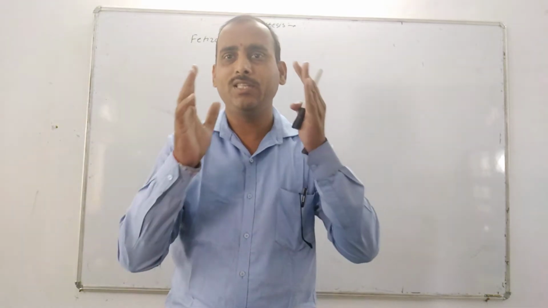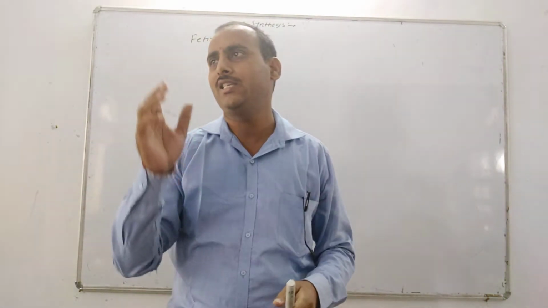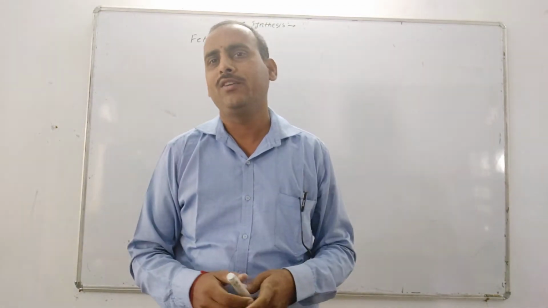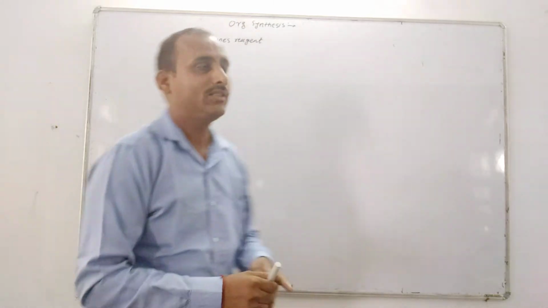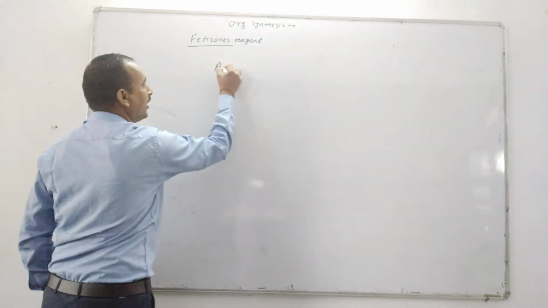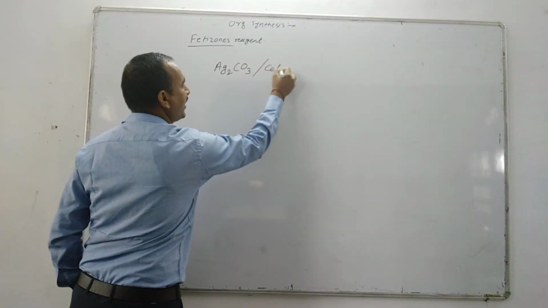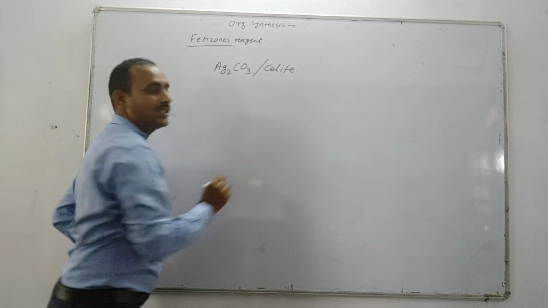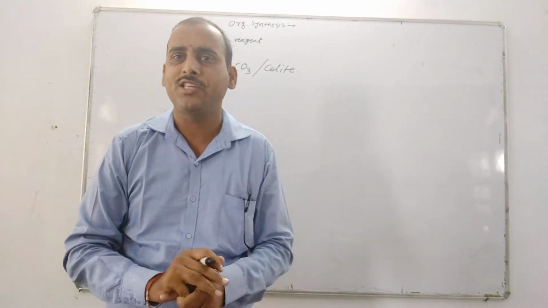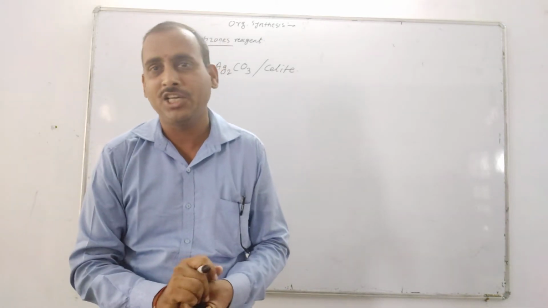ketone. So this Petitjohn's reagent is silver carbonate on celite. Celite is a silica material which is used in the reagent. It is Ag2CO3 and celite. So this is the Petitjohn's reagent, which is used for the oxidation of alcohol to aldehyde and ketone.